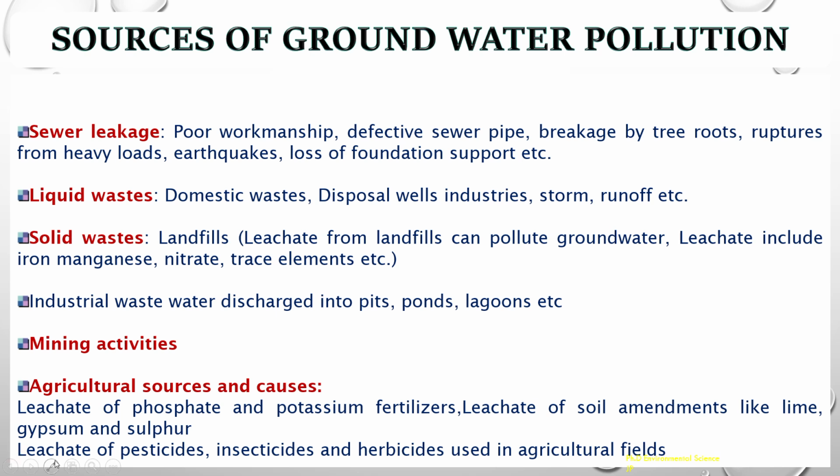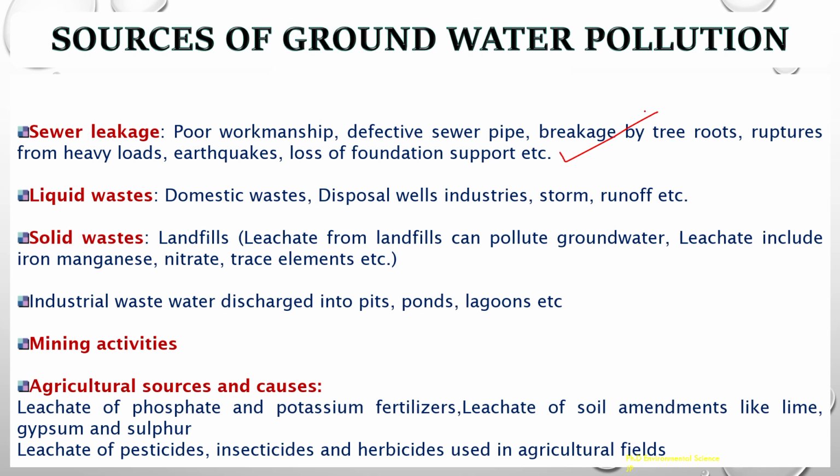Sources of groundwater pollution. First is sewer leakage. Poor workmanship during installation, defective sewer pipes, damage from tree roots, rupture due to heavy loads or earthquakes, and loss of foundation support. So as a result, what impact would there be? Contaminants from the sewage can infiltrate the soil and reach groundwater, causing microbial contamination and introducing organic pollutants.